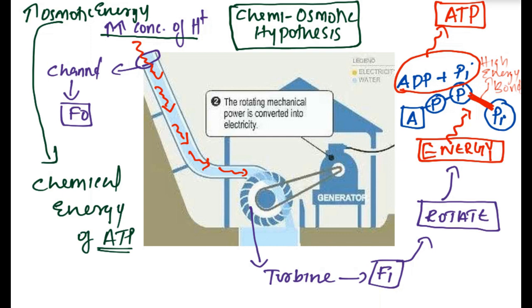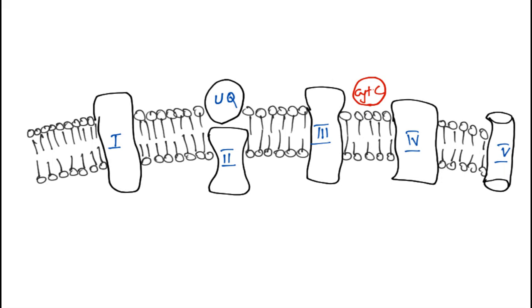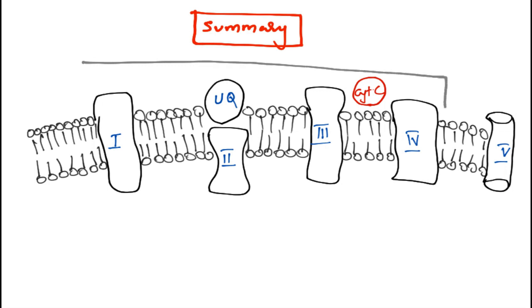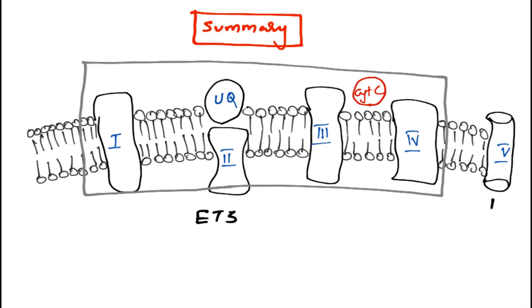So let's wind up this session by summarizing. In the summary, you have to see all the channels here. In the diagram, I have given all the channels, and we'll see that the first four channels, 1, 2, 3 and 4, constitute the electron transport chain, and the fifth channel is the ATP synthase complex. We have studied this thing.